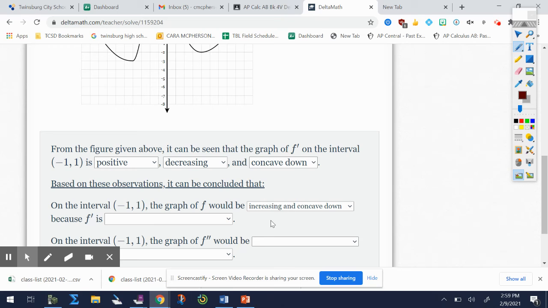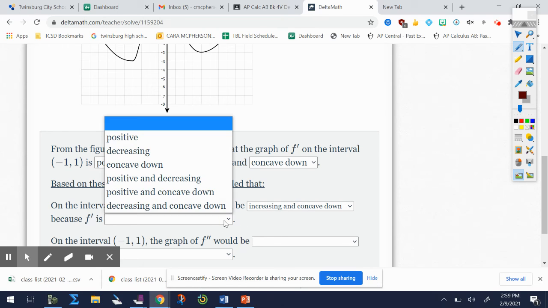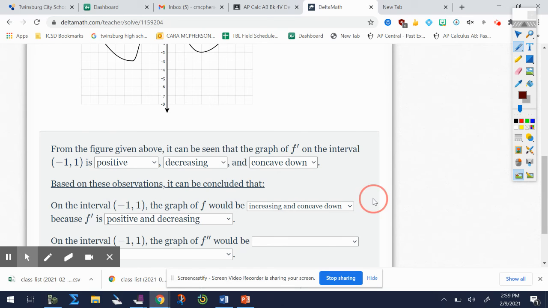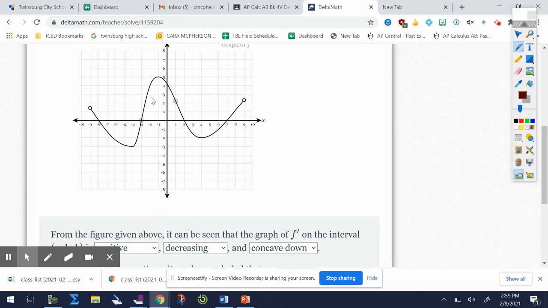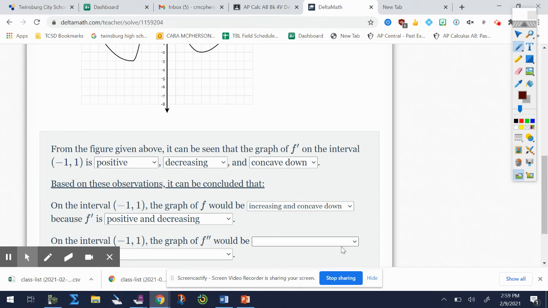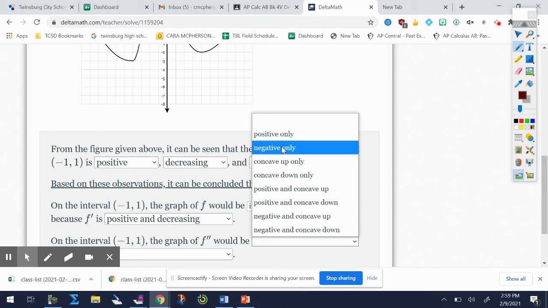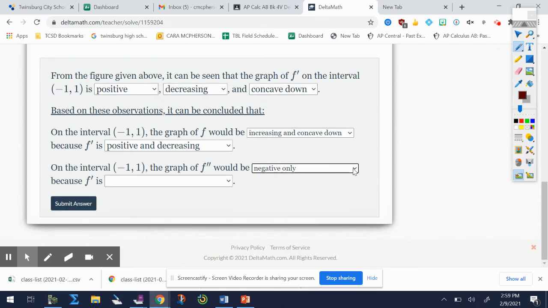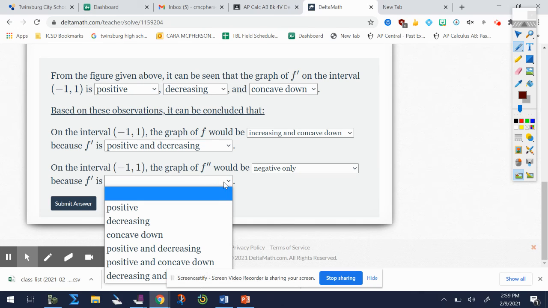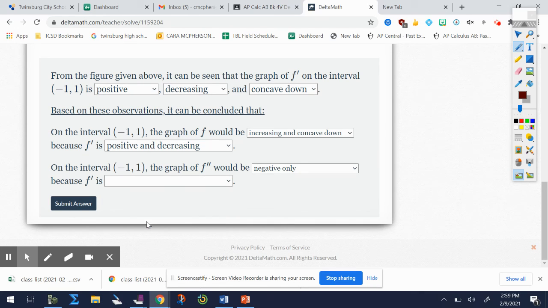The graph of f would be increasing and concave down because f prime is positive and decreasing. My second derivative, since my concavity is concave down, is negative because f prime is decreasing.